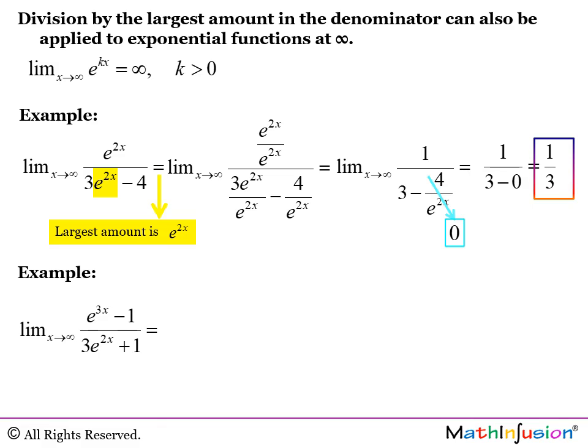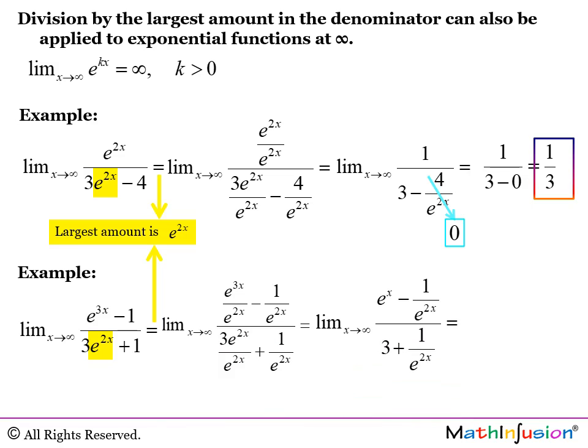Example. Here again, the largest amount is e to the 2x. So I'm dividing everything by e to the 2x. Cancel out. e to the 3x over e to the 2x, please remember this is e to the power of x. This is 1 over huge, another 1 over huge. And we get that.